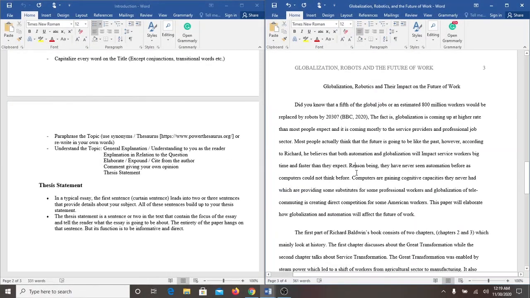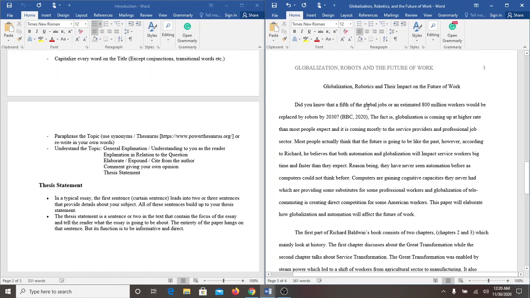Lastly, we have the thesis statement. The thesis statement is the last sentence of an introduction that summarizes what the paper will entail. So for this paper, Globalization, Robotics and the Impact on the Future of Work, the thesis statement is this last section of the paper, which says that this paper will elaborate how globalization and automation will affect the future of work. So you can replace some parts of the topic with synonyms.